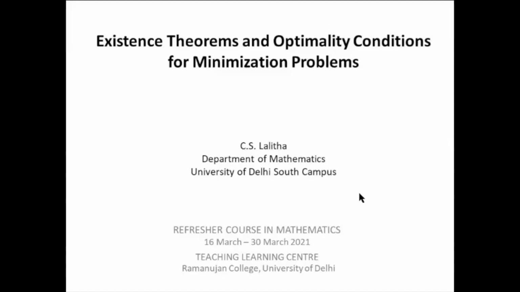The first part comprises three existence theorems, which give sufficient conditions for the existence of a global minimizer, followed by an alternative proof of the fundamental theorem of algebra. In the second part, I'll be talking about certain first and second order optimality conditions for the existence of local or global minimizers. Now let us look at what we mean by a minimization problem.